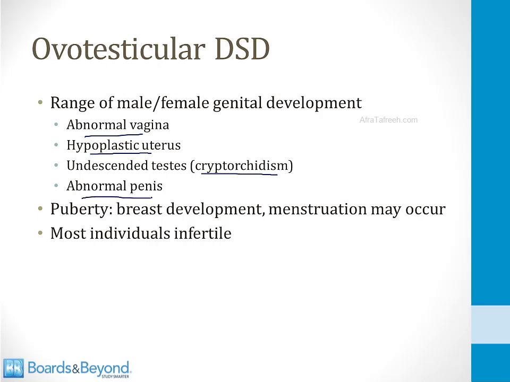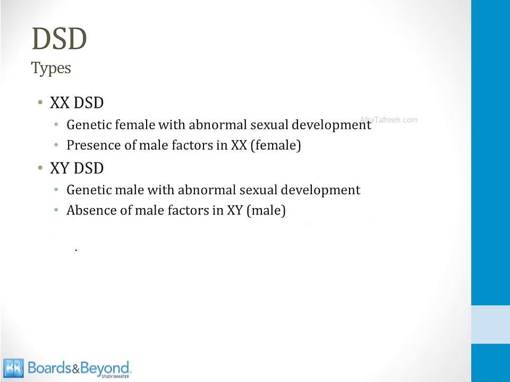At puberty, because there's some ovarian tissue present, breasts may develop and menstruation may occur, and usually these individuals are infertile. So an ovotesticular disorder is very rare, and it's really different from all the other disorders of sexual development. For the rest of this video, I'm going to talk about other disorders of sexual development, and those are classified as either XX disorders of sexual development or XY.